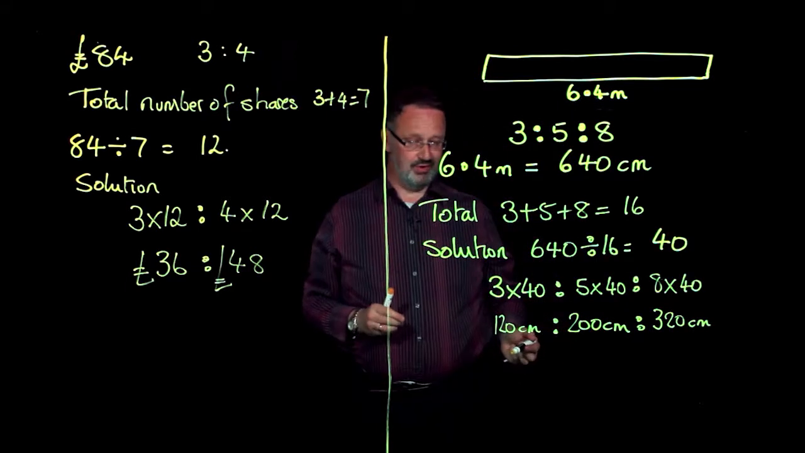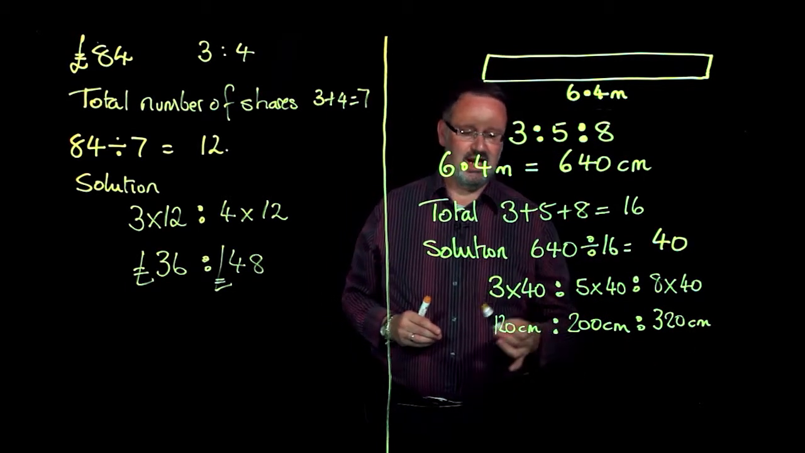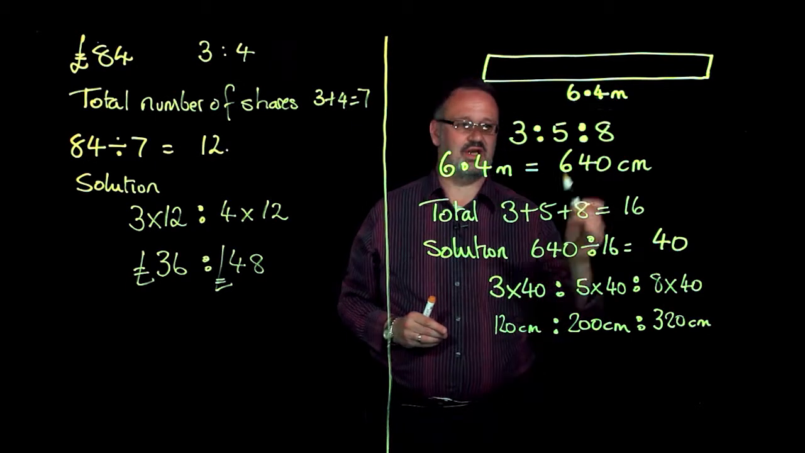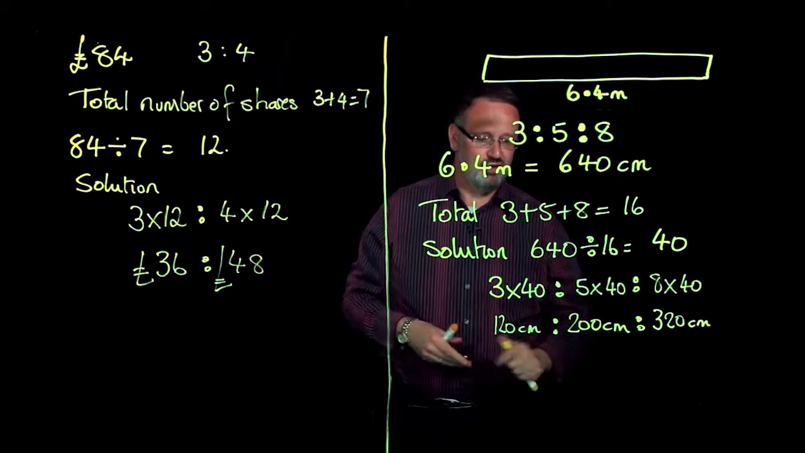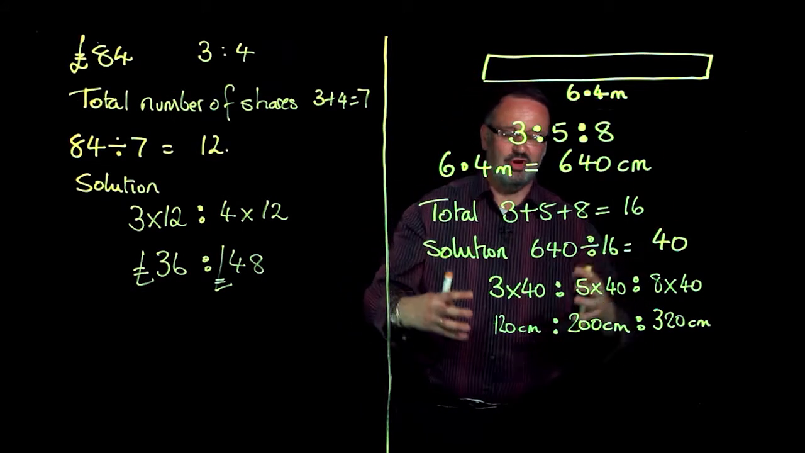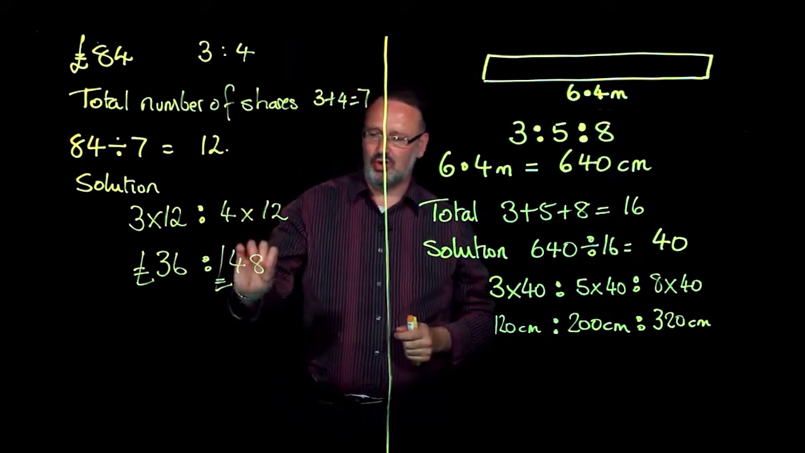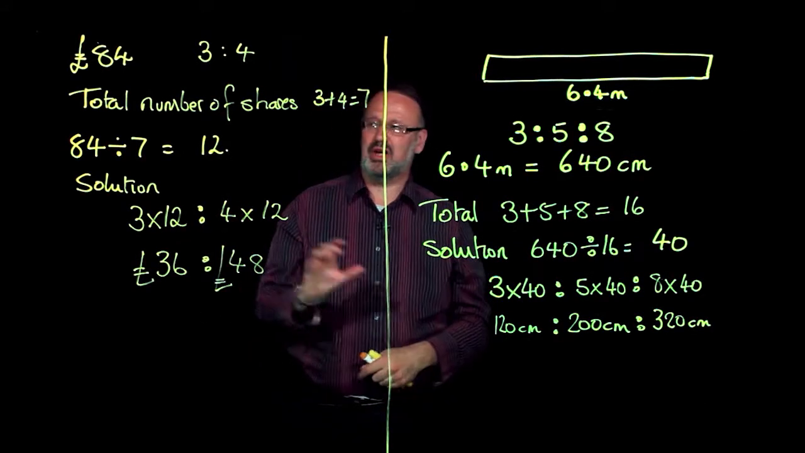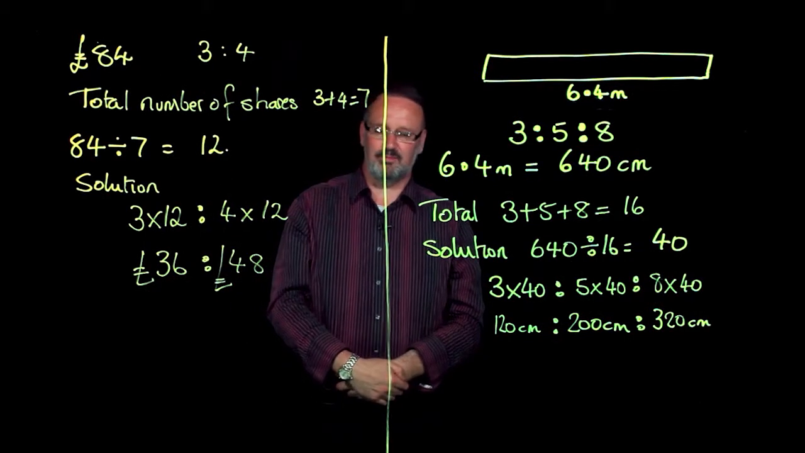And if we add these quantities together, 320 plus 200 is 520, add on 120, that gives me 640. Just make sure that the measurements and the units are consistent, and it's always worth, when you get your final solution, adding up as a double check to make sure that was what you started with.